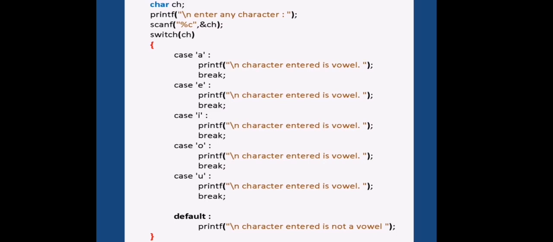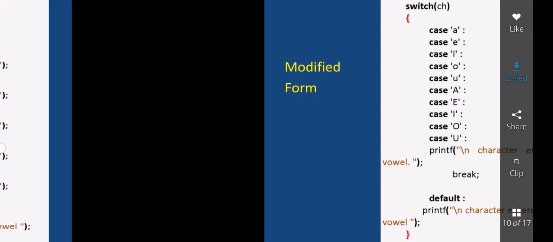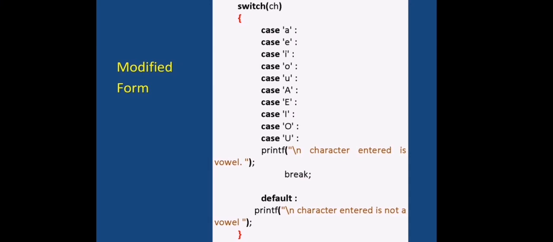So if you are given any character, for example 'a', it will print that the character is a vowel: a, e, i, o, u. If you give one of these five, it will show that it's a vowel, otherwise it will show it's not a vowel. So I hope that is now clear. Better we get the understanding after some time.